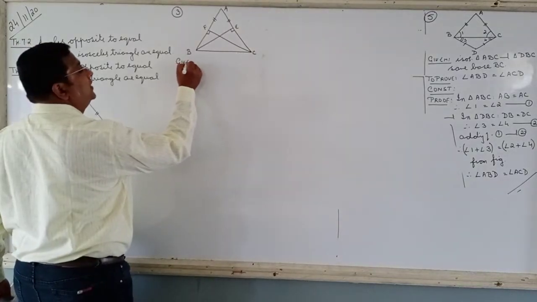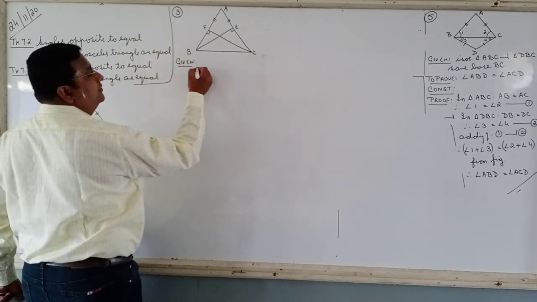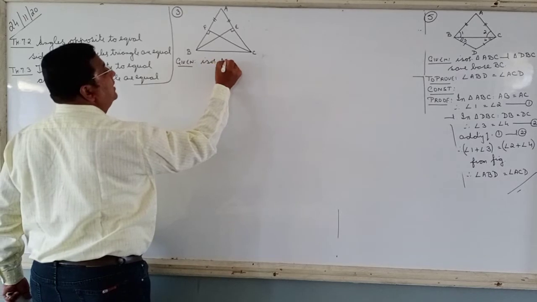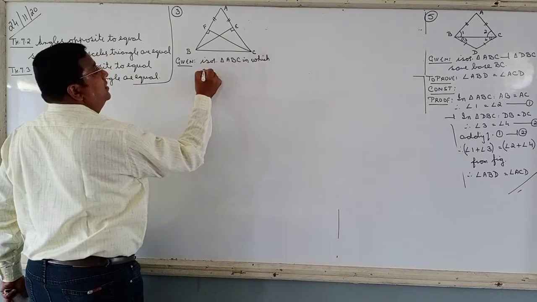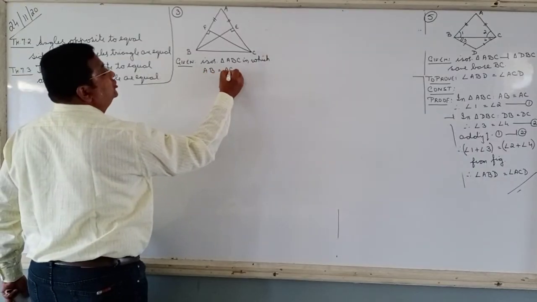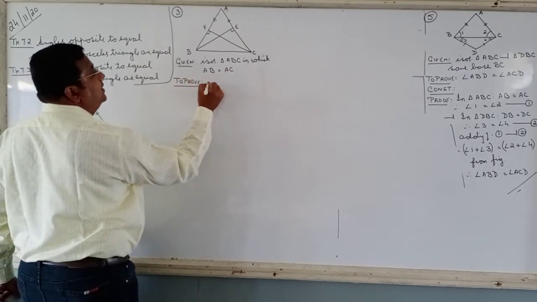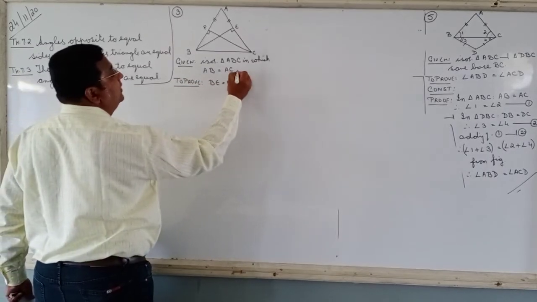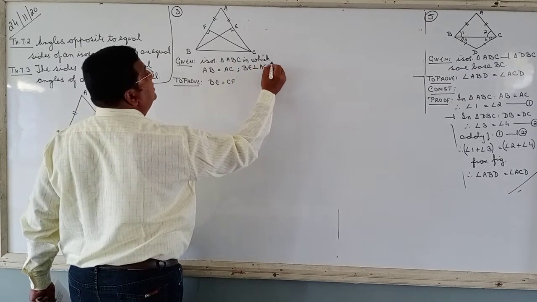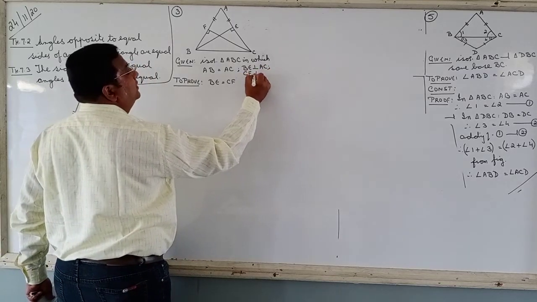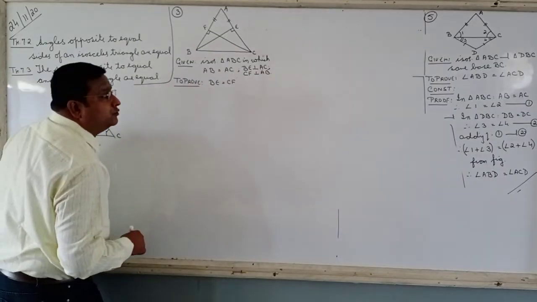So what is given to us? We are given isosceles triangle ABC in which AB is equal to AC. What we have to prove? We have to prove that BE is equal to CF, where BE is perpendicular to AC and CF is perpendicular to AB. This is the thing given to us. And this we have to prove, that the altitudes are equal.